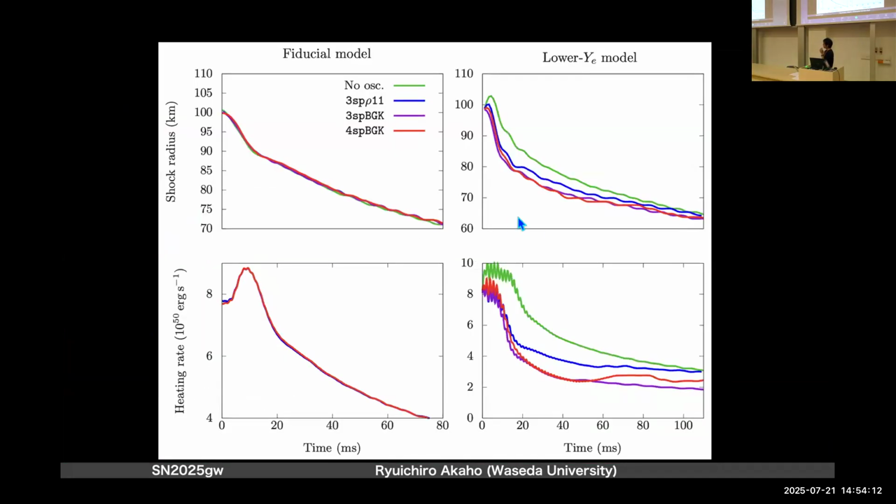So this is the result. This is the fiducial model, and I also tested the lower Ye model with the electron fraction artificially lowered by 10%. The top panel shows the shock radius, and the bottom panel is for the heating rate. For the fiducial model, we didn't find any strong difference between models. But for the lower Ye model, we found differences for all models.